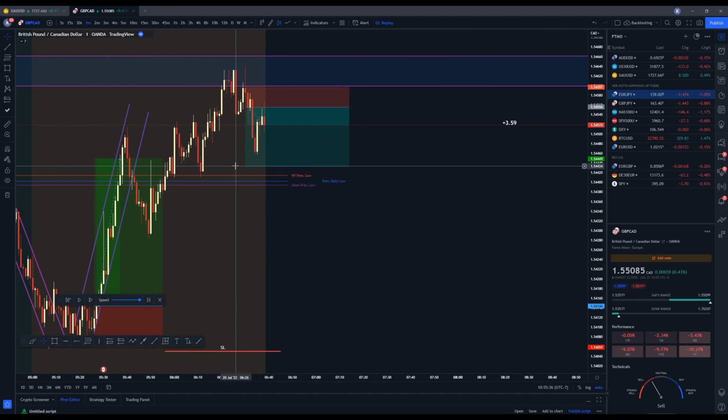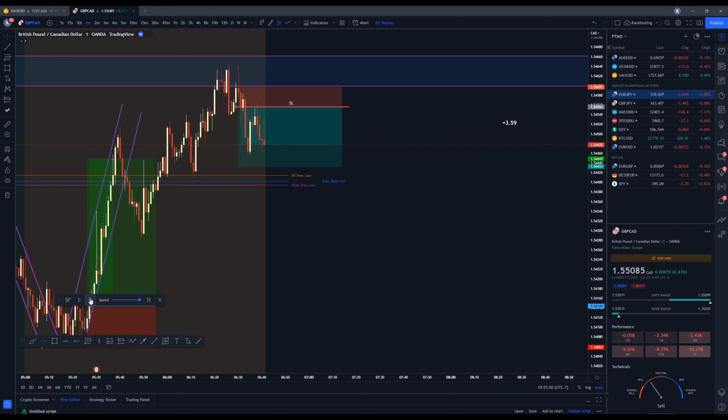I'm going to break even. So if we get another wick back up into this area, oh wait, got our stop loss line here. What am I doing? So if we get another wick back into this area, then I don't want to be in the trade anymore. So not there yet, but here we go.